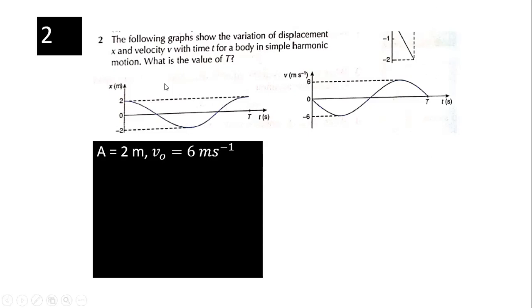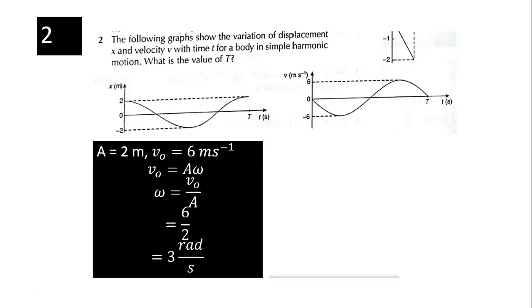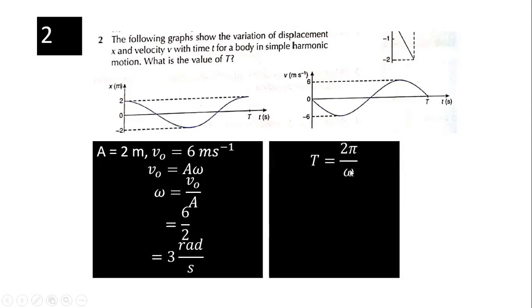The first one will give you amplitude. That's the reason why they write it for you. And the second one will give you the maximum speed. Then how are they related? v naught is A omega. Then you can calculate omega first. Cross multiply to the A down, put in your value. 6 divided by 2, 3. Then calculate your period, 2 pi over omega.